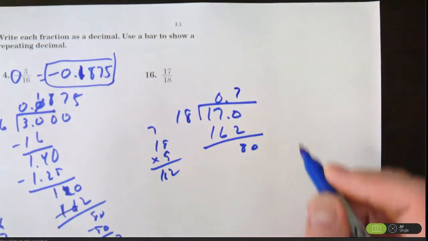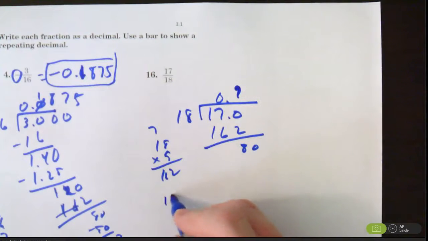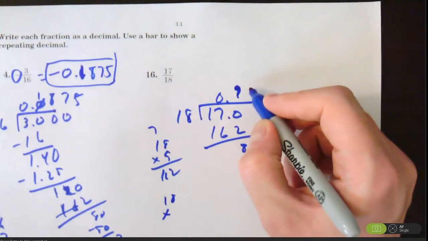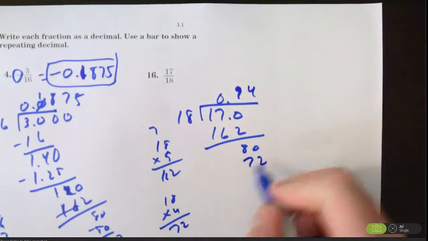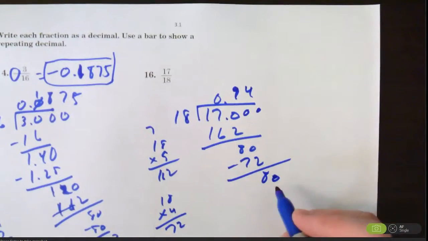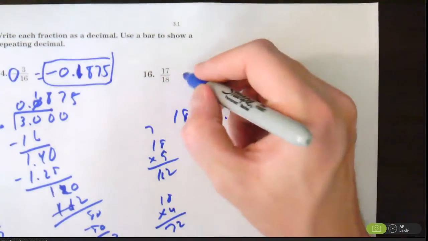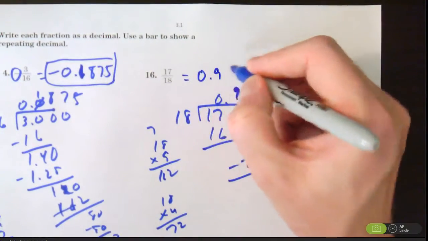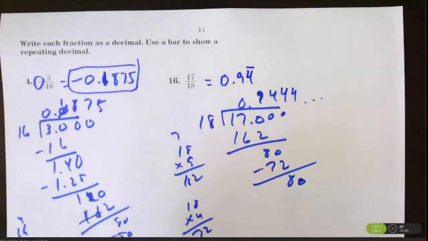Sorry, so we went in 9 times. And then 18 goes into 80 4 times for 72. And then we get our other 80 and up. There we go. There's our repeating. So we get 80 and 80 and 80. So it's 4, 4, 4, 4. So this is 0.94, but make sure you just put the repeating bar over the 4.